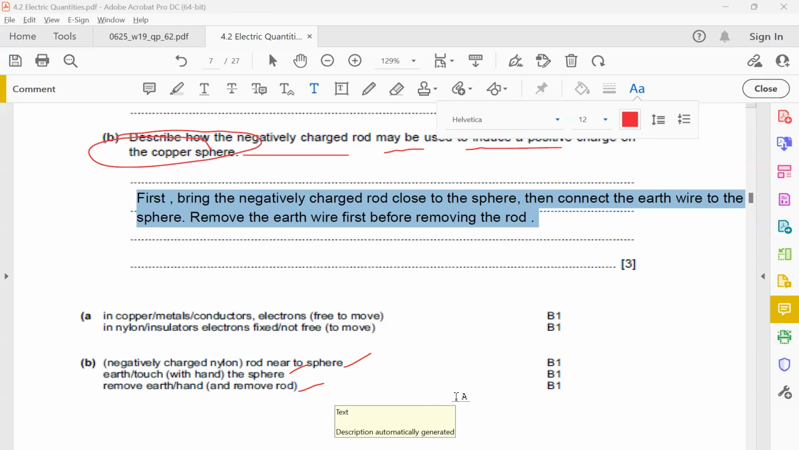Yeah, you must remove the earth wire first before removing the charge. Because if you remove the rod first, the negative charges will just be repelled backwards through the earth wire.